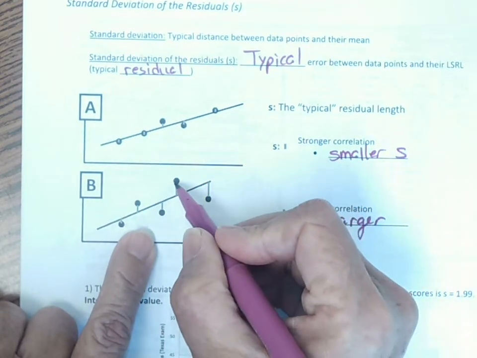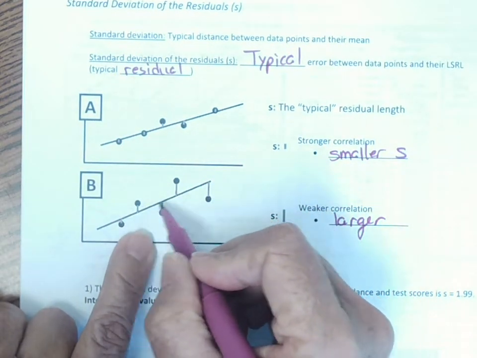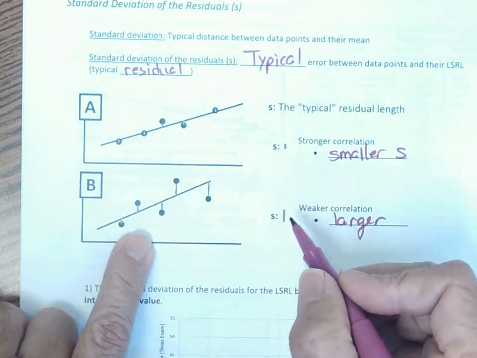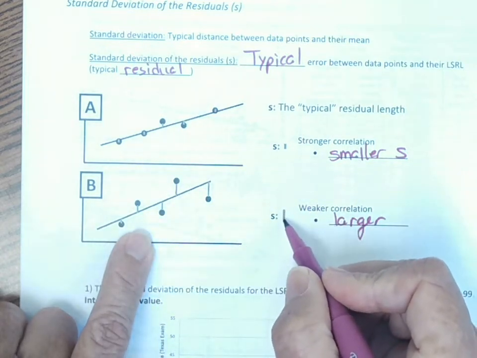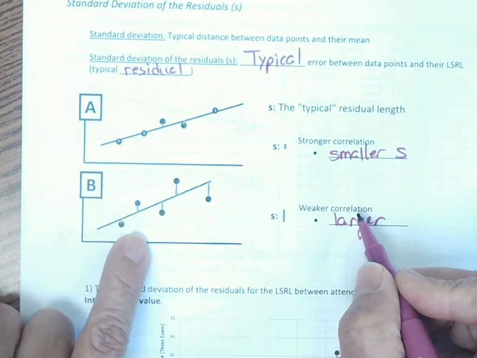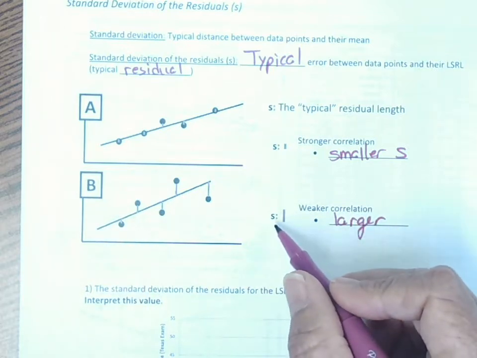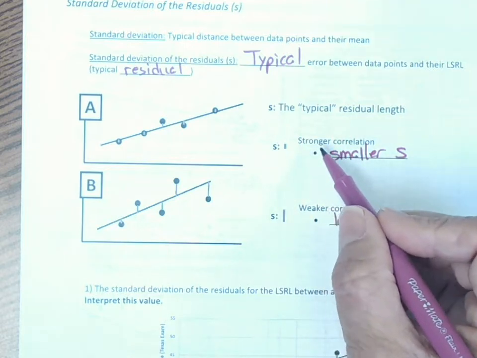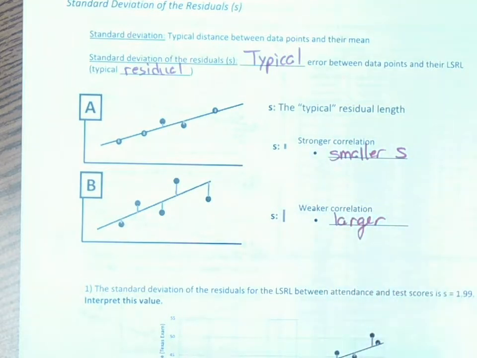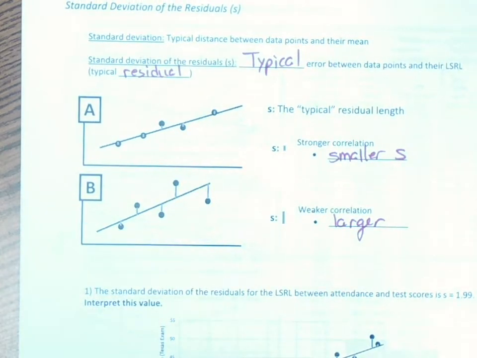Chart B, the residual lengths, they're all bigger. So the typical residual length, S, is bigger. That tells me I have a weaker correlation. So a weaker correlation has a larger S value. A stronger correlation has a smaller S value. So it's clustered close together. That's similar to what we saw with normal data too.